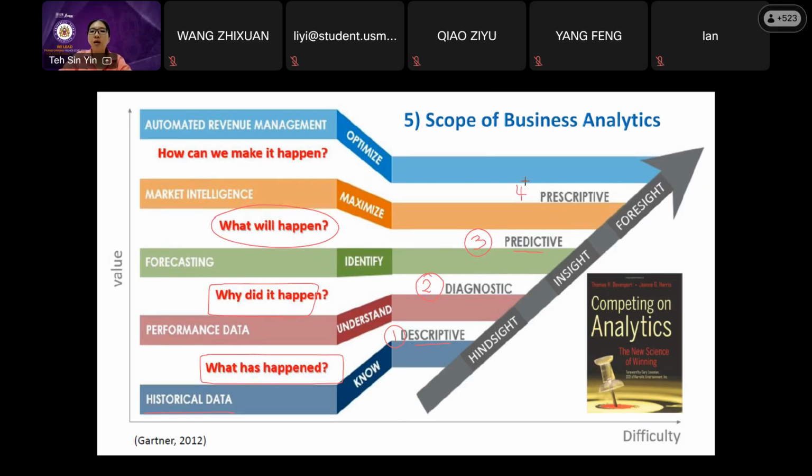And number 4, we call it prescriptive analytic, like prescribe. Again, when you see the doctor, the doctor will prescribe you with medicine. So prescriptive analytic means how can we make it happen? Basically, this is the optimization part. Of course, for the COVID case, we are not trying to make more COVID happen. When we say how can we make it happen, it means how can we reduce the COVID cases among the citizens?